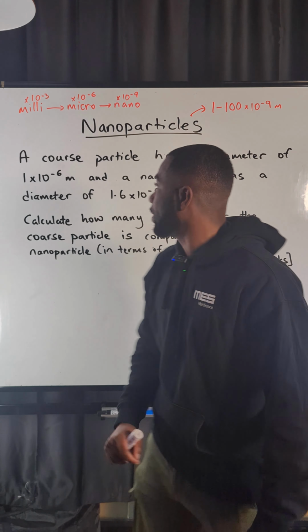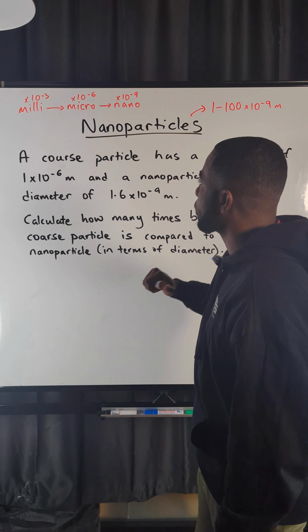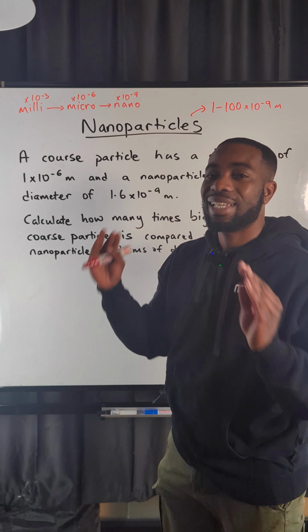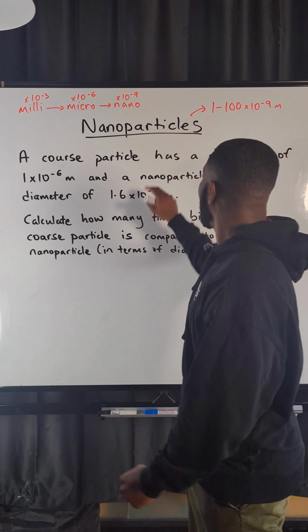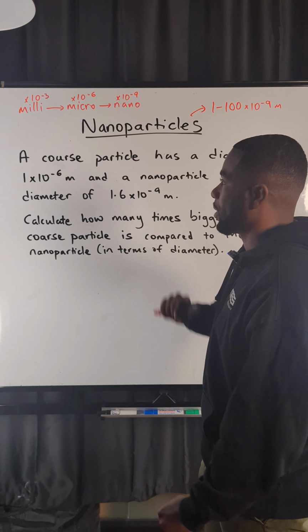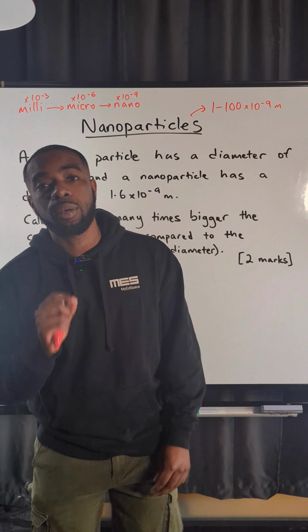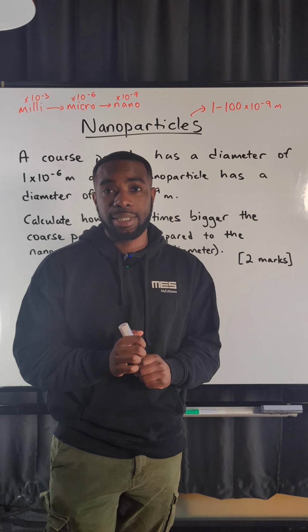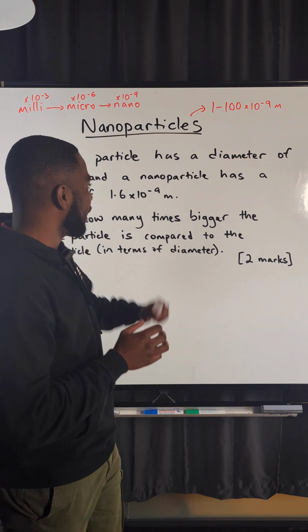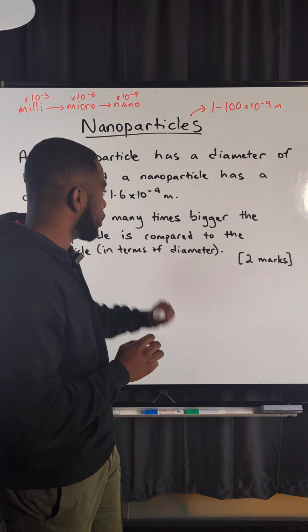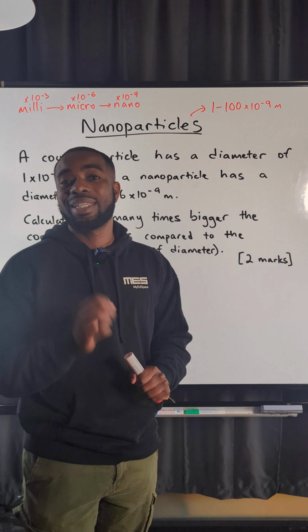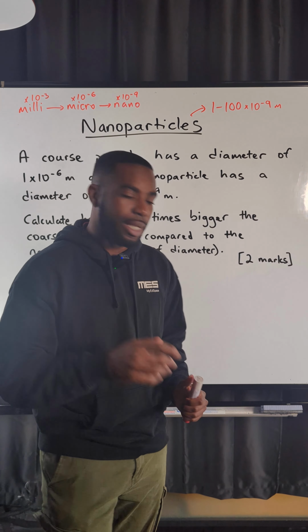But let's look at this question in detail. Question says a coarse particle, so these particles here are slightly larger than your nanoparticles, has a diameter of 1 times 10 to the minus 6 meters, and a nanoparticle has a diameter of 1.6 times 10 to the minus 9 meters. Our job is to calculate how many times bigger the coarse particle is compared to the nanoparticle in terms of the diameter.